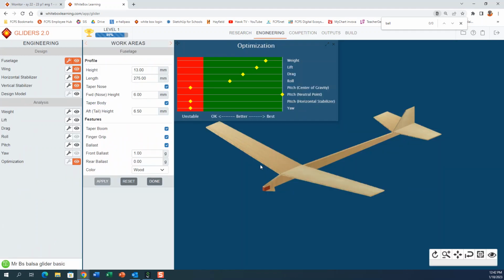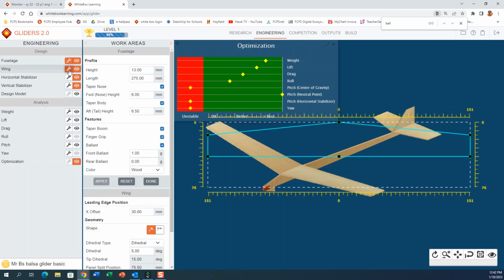So let's get back to the wing over in engineering. We have this very boring rectangular wing right here. So let's go to the wing section right here. All right, that's what we got, okay?